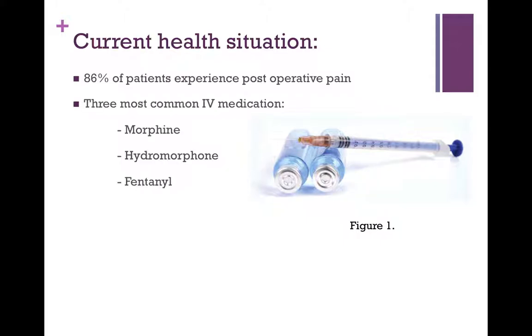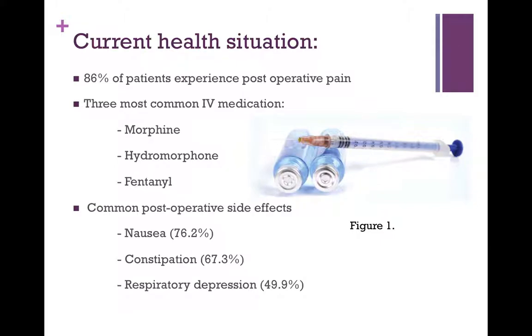Opioid medication is an integral component of the multimodal management of post-operative pain, with the three most common IV medications consisting of morphine, hydromorphone, and fentanyl. However, there are many complications with post-operative pain medication that patients may suffer from, including nausea at 76.2%, constipation at 67.3%, and respiratory depression at 49.9%.